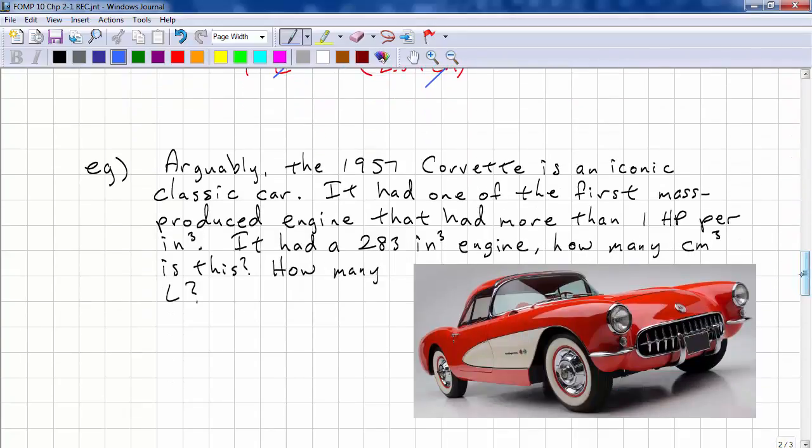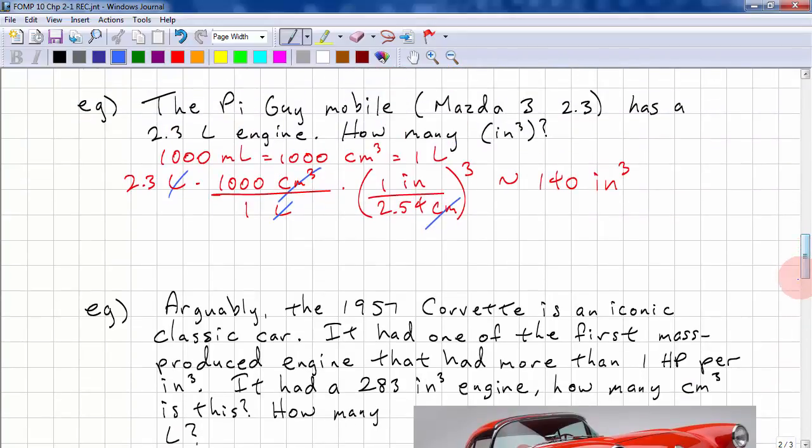And I like sports cars, and arguably the 1957 Corvette is one of those. It's iconic because it's one of the first mass-produced cars that had an engine that had more than 1 horsepower per cubic inch. It had a 283 cubic inch engine. So how many cubic centimeters is this? Then calculate how many liters is this. And since we just did this calculation, this is 140 cubic inches. This is 283 cubic inches. So our answer should be roughly double this answer.